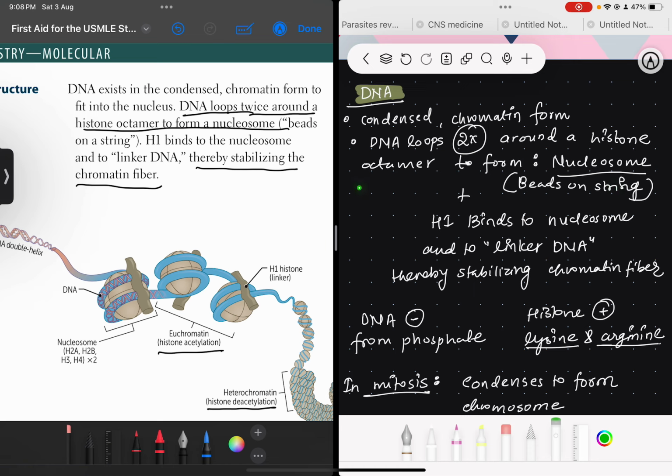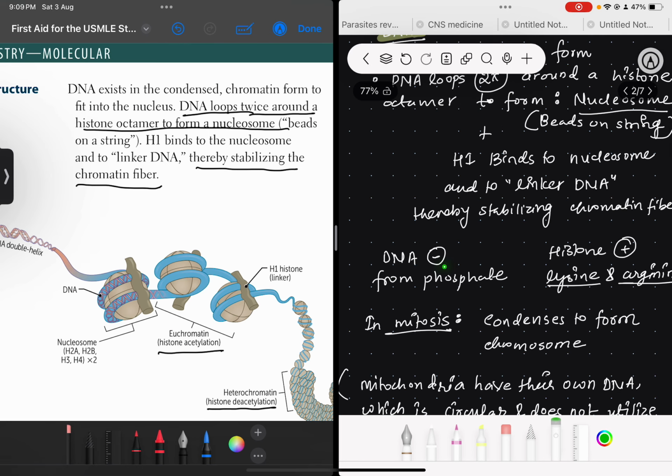Why is it called an octamer? We know that it is a histone. These four kinds of protein, H2A, H2B, H3 and H4, occur twice, so they will form an octamer and form this nucleosome, which is known as beads on a string. Plus H1 binds to the nucleosome and to linker DNA, thereby stabilizing this chromatin fiber.